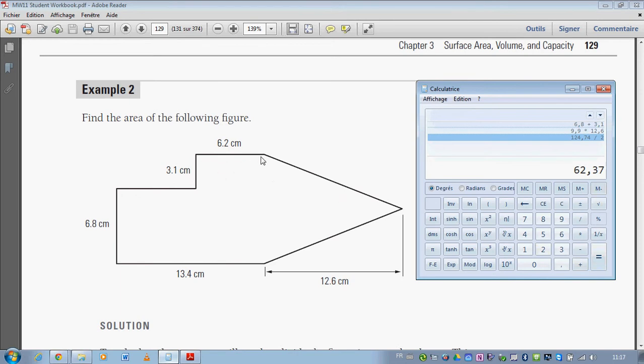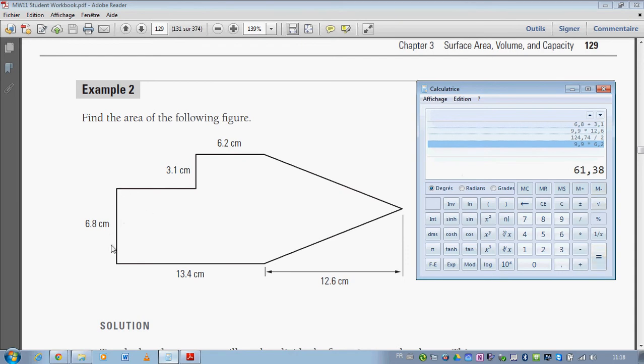Now here, remember that we had split this into a rectangle like this by drawing a line from here to here. Well, the width of the rectangle is 6.2 centimeters, and its height is 3.1 plus 6.8, which we had said was 9.9. So you're going to go 9.9, the height of this rectangle, times its width, which is 6.2. So this is the area of your rectangle.